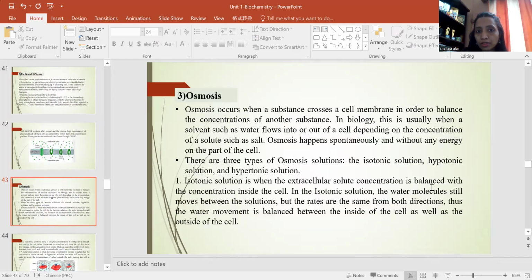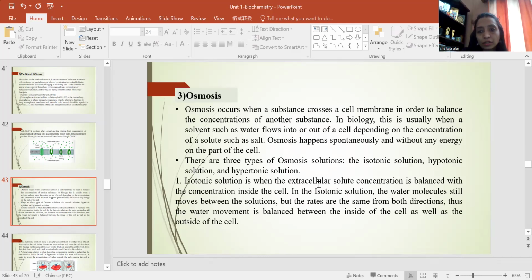Next one is osmosis. Osmosis usually occurs when a substance moves in order to balance the concentration between the extracellular and intracellular space. It is a continuous process. And there are three types of osmosis solution: isotonic solution, hypotonic solution, and hypertonic solution.